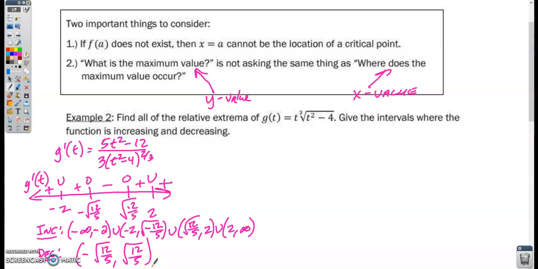Okay, so as far as the extreme values go, we're looking for a sign change in the derivative. And you see right here at t equals negative root 12 over 5, the derivative changes sign from positive to negative. So that means that I have a relative extrema, a relative maximum. And in order to get the value of the relative maximum, I need to take that t value and put it into the original function.